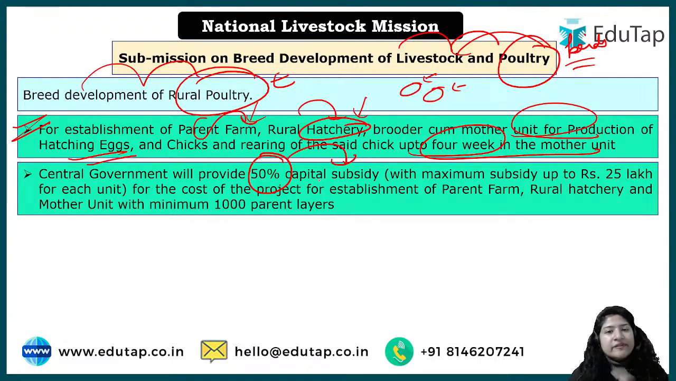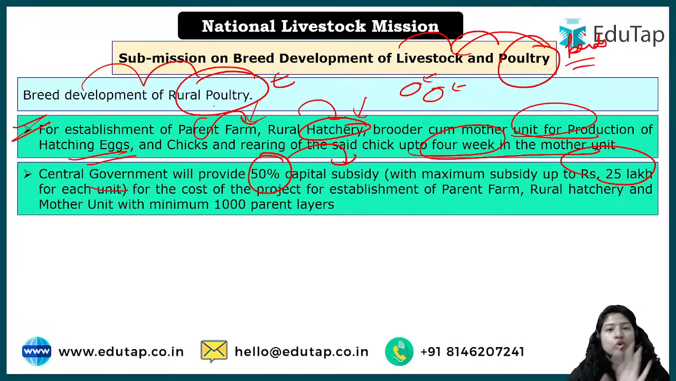Now it says whatever be the overall project cost, 50% will be subsidized. Subsidized means will be funded by government. Okay, now this thing is understood. But there is a limit also. What if I come up with a 100 lakh project or a 100 crore project? So government cannot give everything. That is why they have made a cap that 50% we will give, but up to a maximum of 25 lakh for each unit.